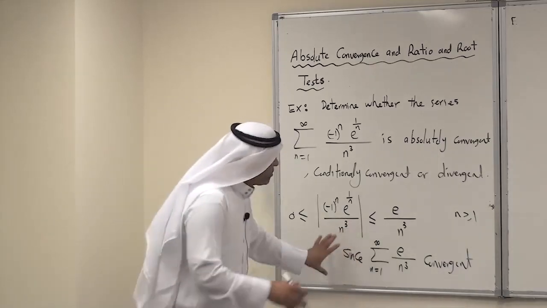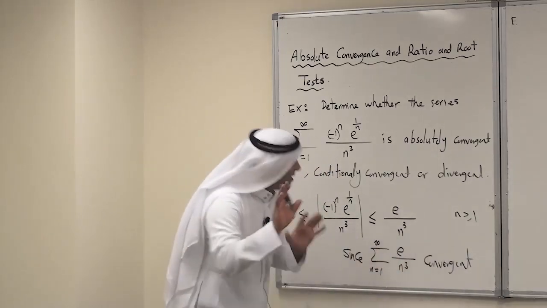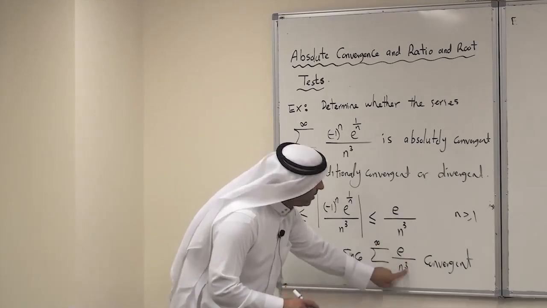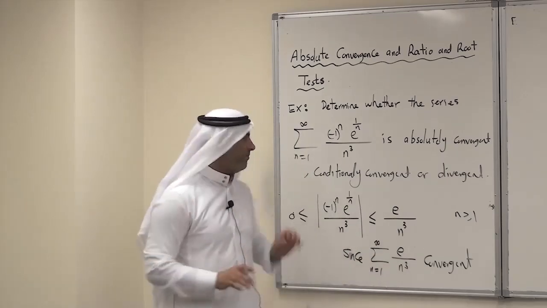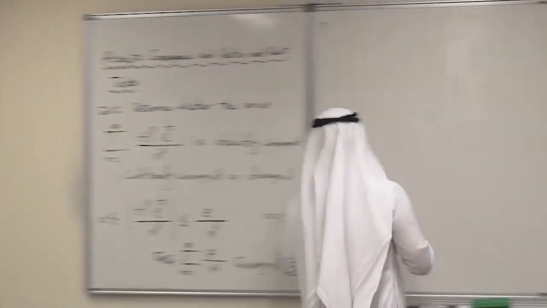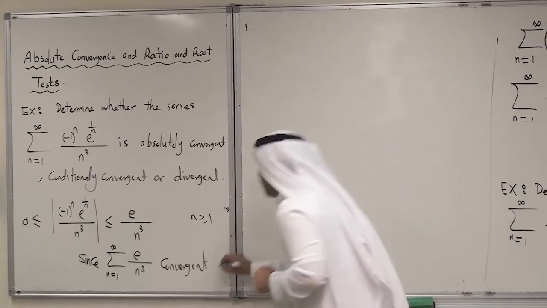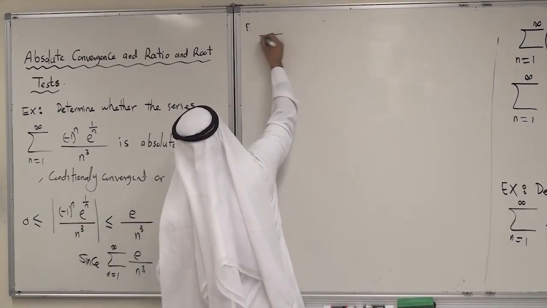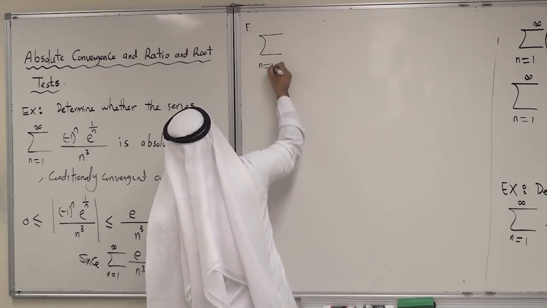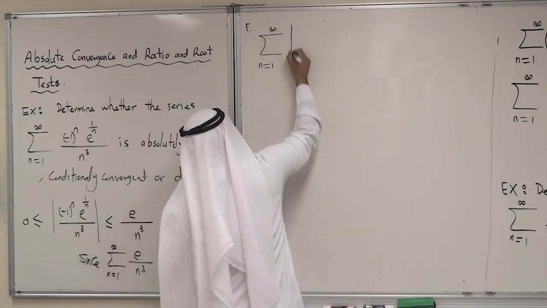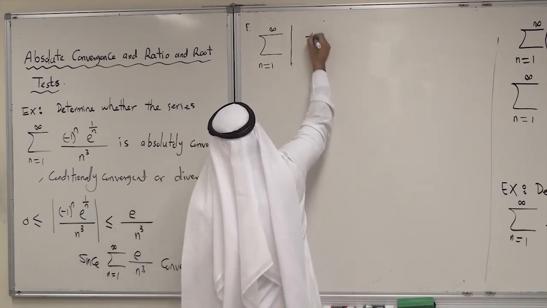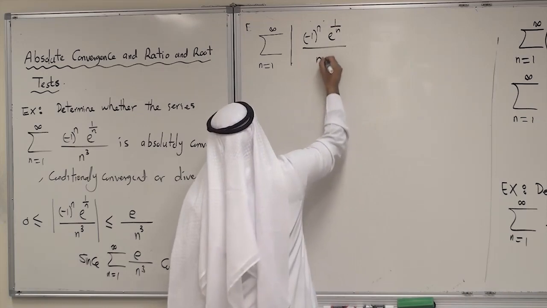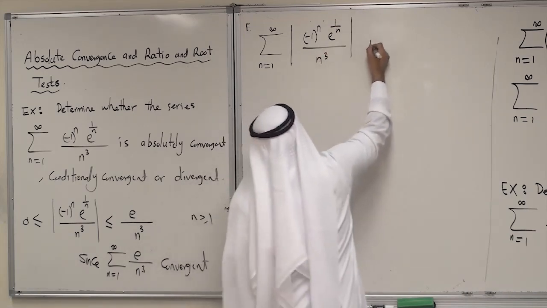So yes, you're supposed to agree now that this is convergent. I leave the justification for you. It is a constant multiple of a p-series with p equal to 3, and 3 is greater than 1. Okay, fine. If this is convergent, what can you say about the series here? Then the series with absolute value, the sum from n equal to 1 to infinity of the absolute value of (-1)^n e^(1/n) over n cubed is what?